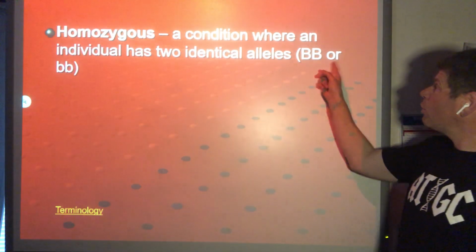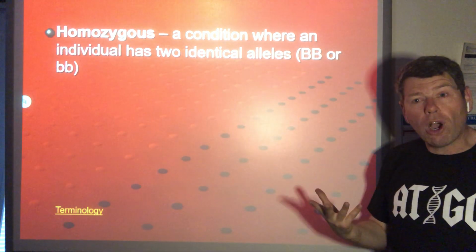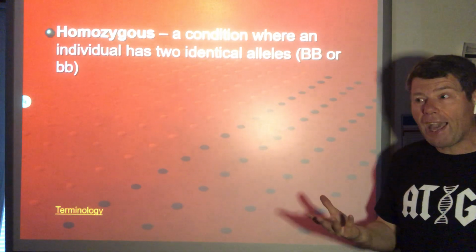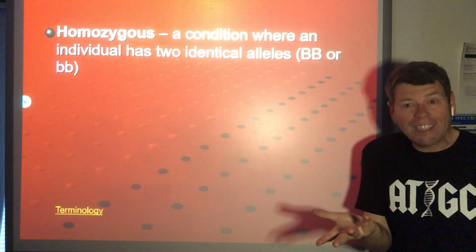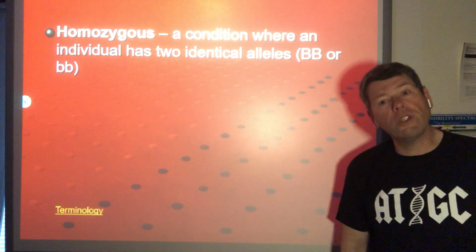Now, another way to be homozygous would be homozygous recessive. Little r, little r. If you only have non-tongue rolling alleles, you would not be able to roll your tongue.